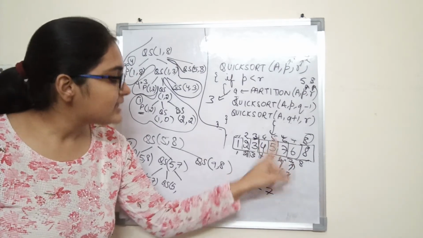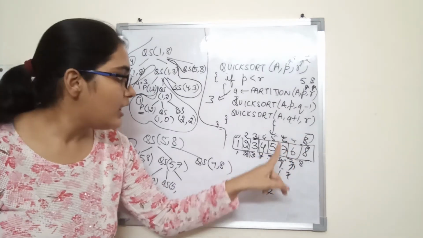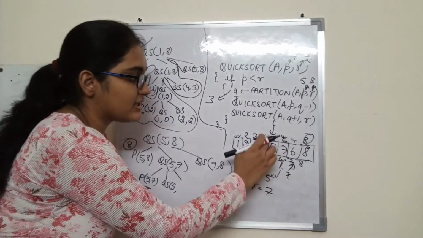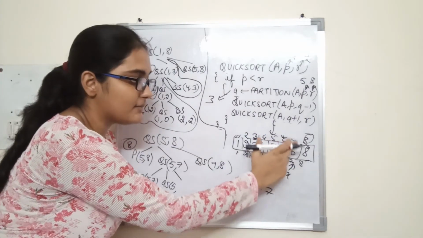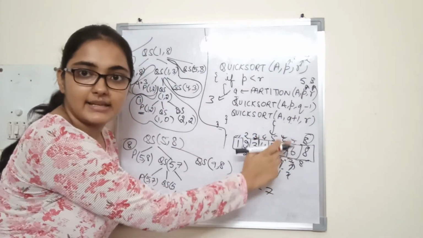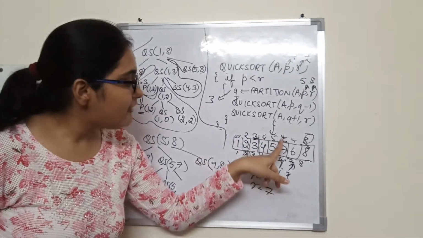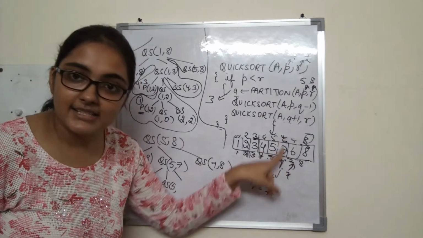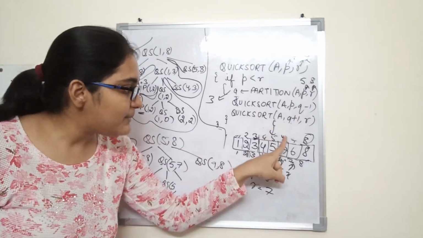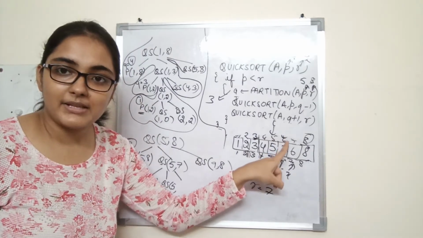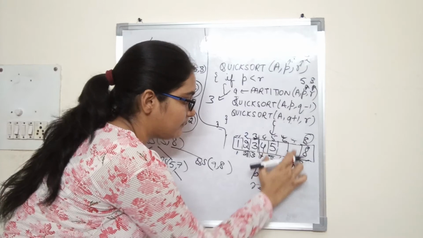Now a of I plus 1 and a of r will be exchanged. What is a of r? 6. So 7 and 6 will be exchanged, because I plus 1 is 6 and a of r is 6. What I mean to say is, a of r is 6 because r is equal to 7, so a of r is equal to 6, and I plus 1 is 6, so a of I plus 1 is 7, so 7 and 6 will be exchanged.